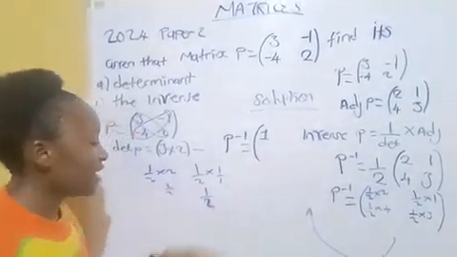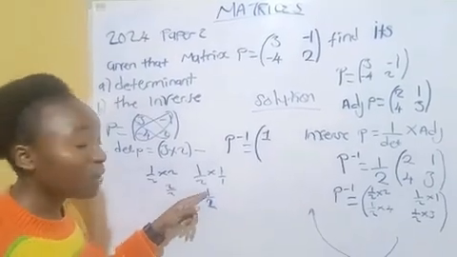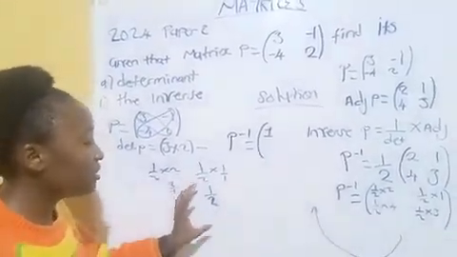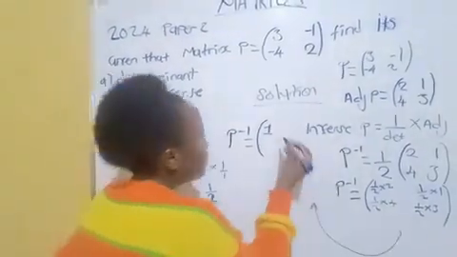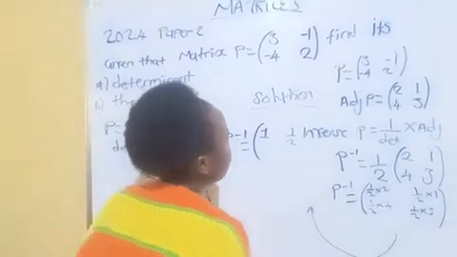Then you look, is there any number you can divide here? You cannot divide 2 into 1. So you're going to get it the way it is. You can put it in a fraction form just the way it is. So 1 over 2.